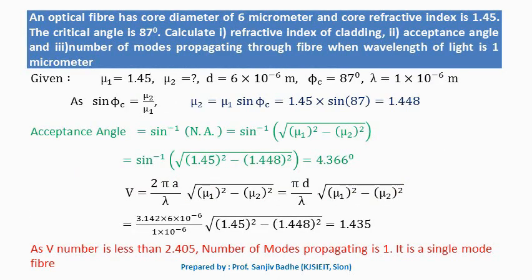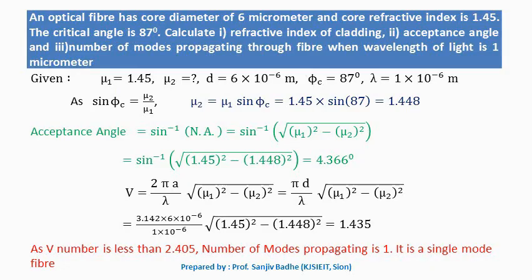This is the last one. An optical fiber has core diameter of 6 micrometer and core refractive index is 1.45. Critical angle is 87 degrees. Calculate refractive index of cladding, acceptance angle and number of modes propagating through the fiber when wavelength of light is 1 micrometer. So refractive index of core is given as 1.45.